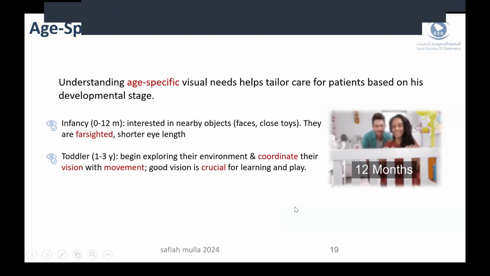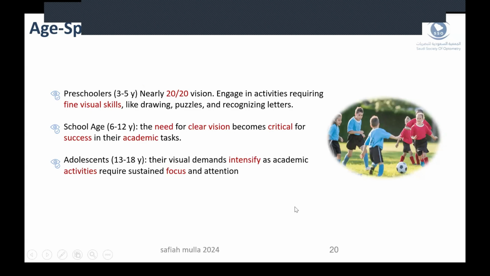Preschool, 3 to 5: as we said, around 5 they're going to have the 20/20 vision of an adult. They start to engage in activities requiring fine visual skills like drawing, bubbles, and recognizing letters. So they need that level of visual acuity. If the child who comes to your clinic has reduced visual acuity at that age, then you need to help them get to 20/20 because it's very important for their daily activity.